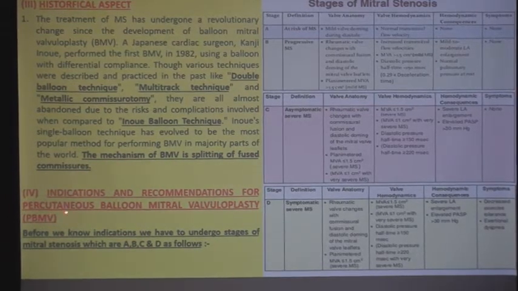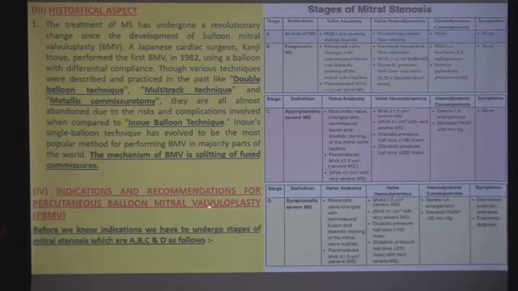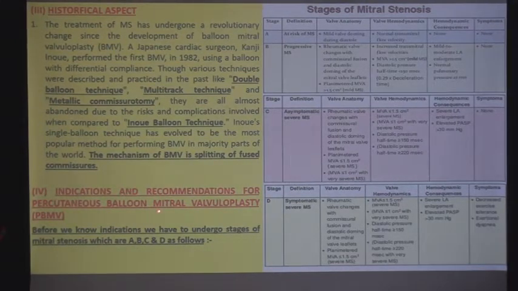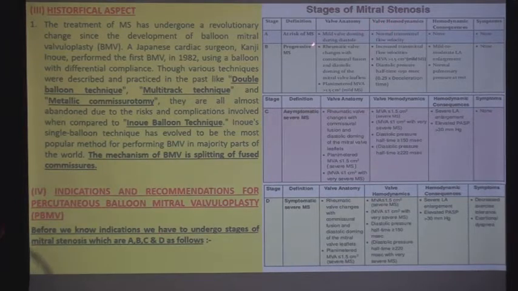Now the fourth point, indications and recommendations for percutaneous balloon mitral valvuloplasty. Before we know the indications, we have to understand the stages of mitral stenosis, which are A, B, C and D. In stage A, there is risk of mitral stenosis. Valve anatomy, mild valve doming during diastole. Valve hemodynamics, normal transmitral flow velocity. Hemodynamic consequences, none. Symptoms, none.